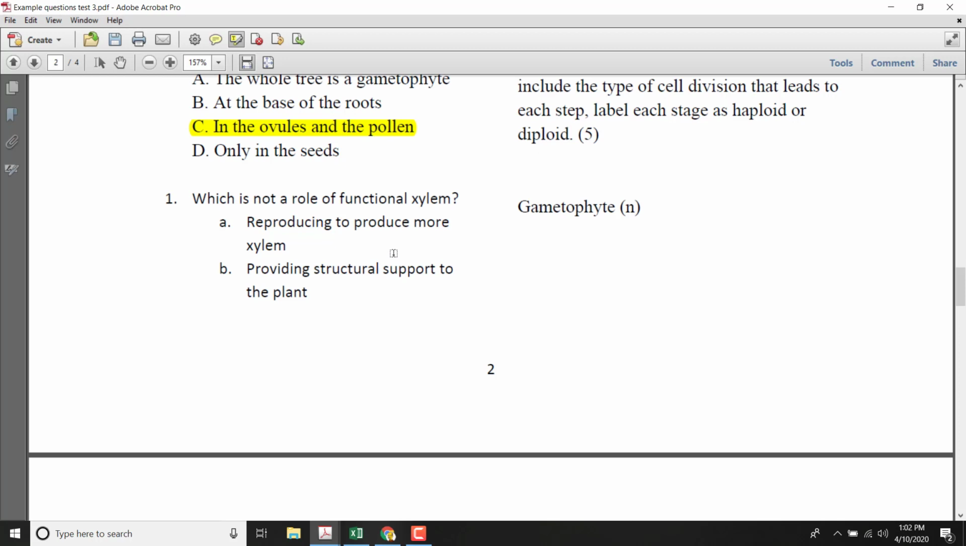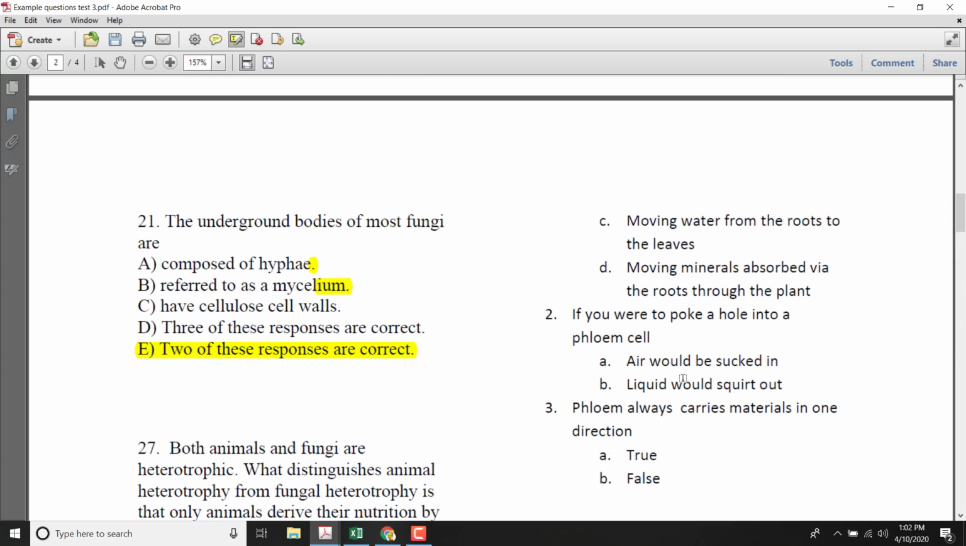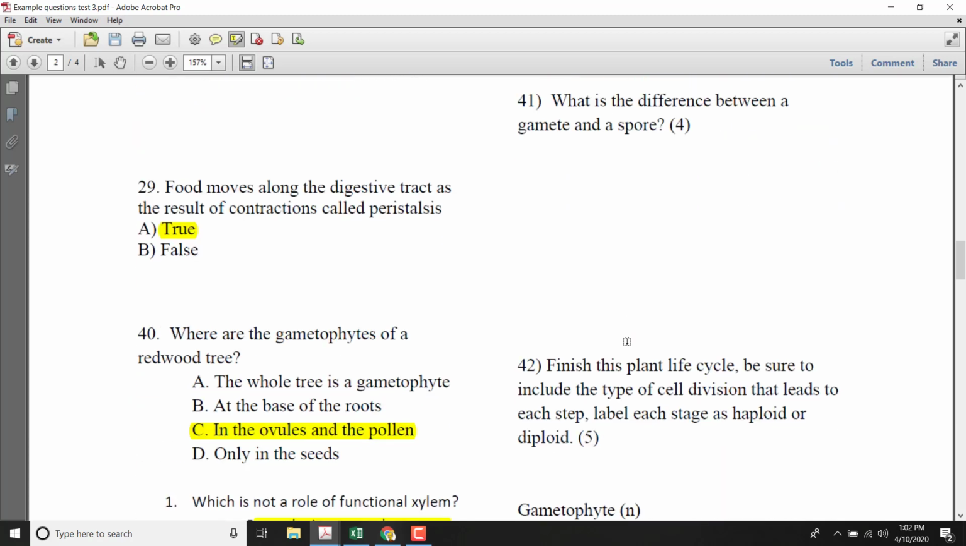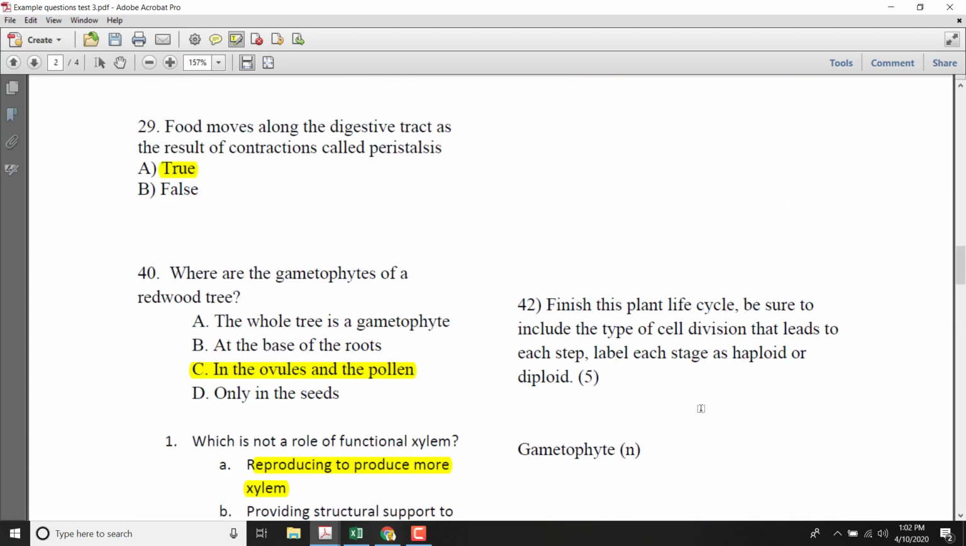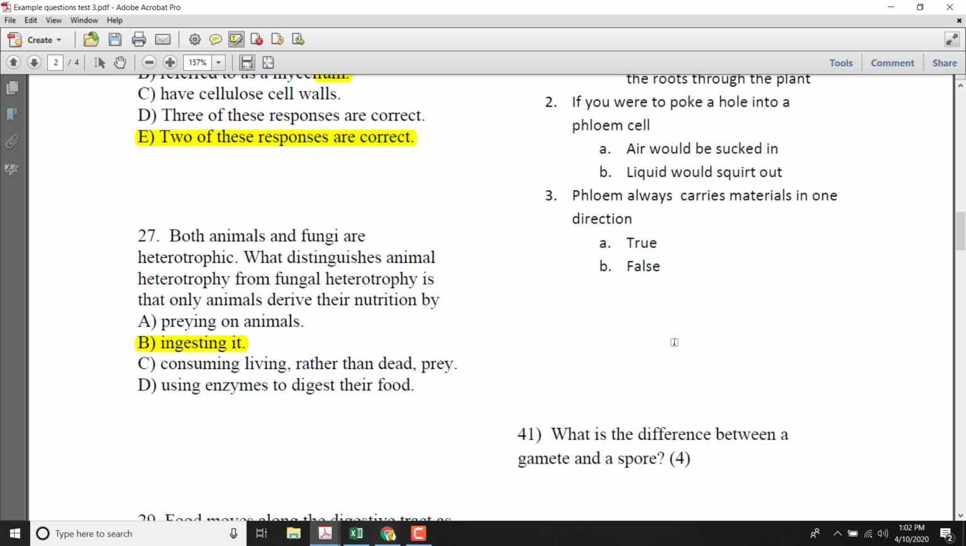What is not a role of xylem? Boom. This one. It does not reproduce to make more xylem. I know that much. Let's see what the other options are. No. Yep. That's the right one. Okay, so it does the other things. It does not reproduce to make more xylem. I didn't really cover that in the lecture this year, but that's the truth. Okay, if you poke a hole in phloem, what would happen? Well, you tell me.